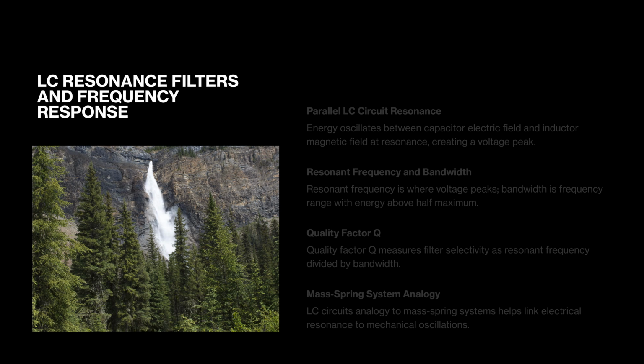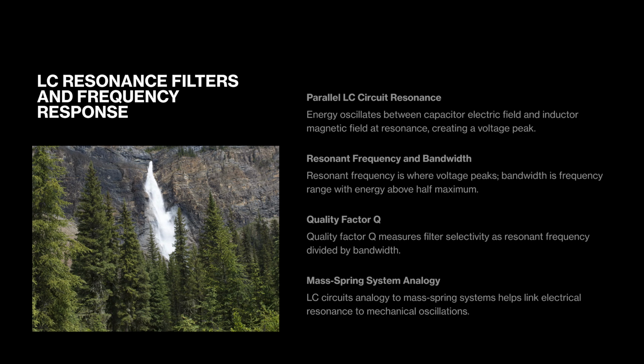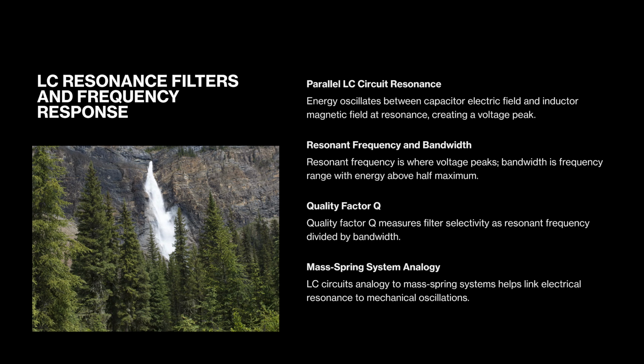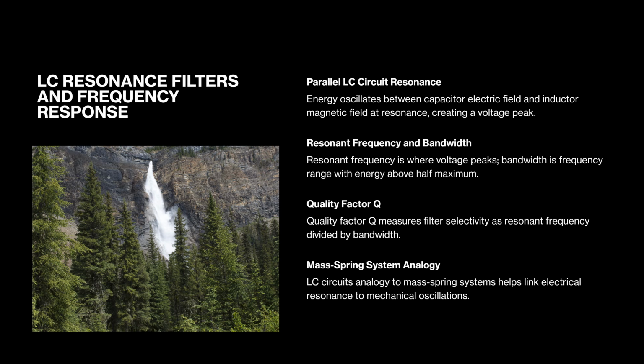LC resonance circuits are used as frequency-selective filters. Only parallel LC circuits are required. At the resonant frequency, energy oscillates between the capacitor's electric field and the inductor's magnetic field, producing a peak in the voltage response. Bandwidth is defined as the range of frequencies over which the energy is greater than half its maximum value. The quality factor Q is defined as the resonant frequency divided by the bandwidth and provides a measure of how selective the filter is. Interpreting frequency response curves is a key exam skill. The specification also introduces an analogy between LC circuits and mass spring systems.